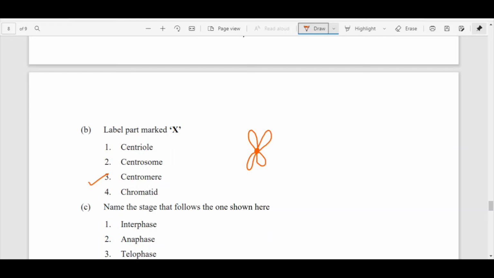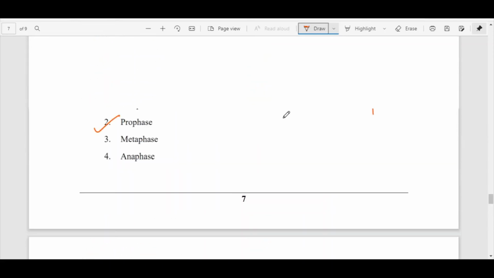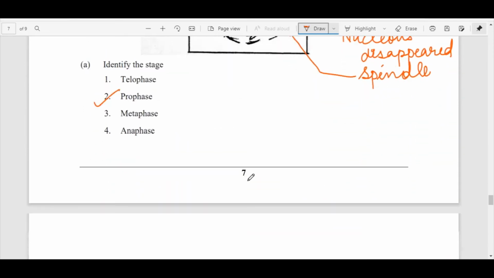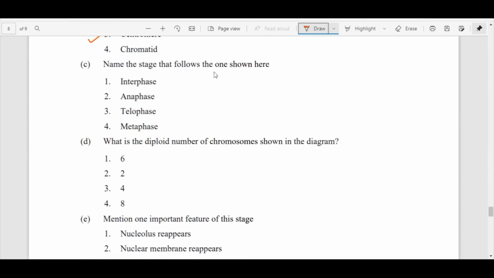Now let's move on to the next one, that is number C. Name the stage that follows the one shown here. So here it is shown prophase. Which stage follows prophase in mitosis? Let us see. Your options are interphase, anaphase, telophase and metaphase. So metaphase is the right option here.